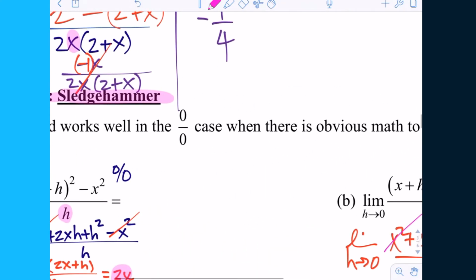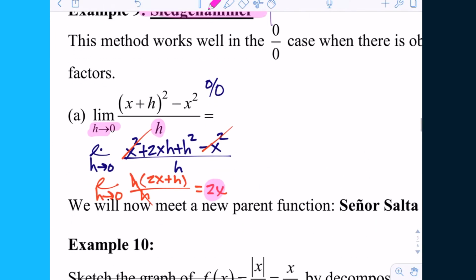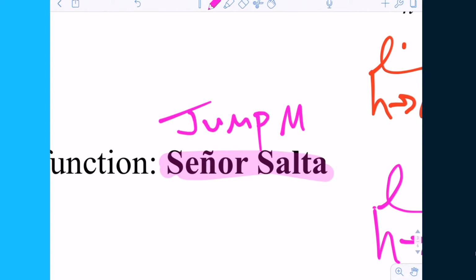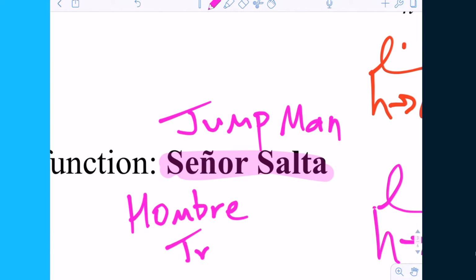All right, so far so good? All right. Now, here is a new parent function. Mr. Jump, or Jumpman. Jumpman, Señor Salta. We called him this as well, también last year. Hombre Trepador. He has many different pseudonyms, but I call him Jumpman.